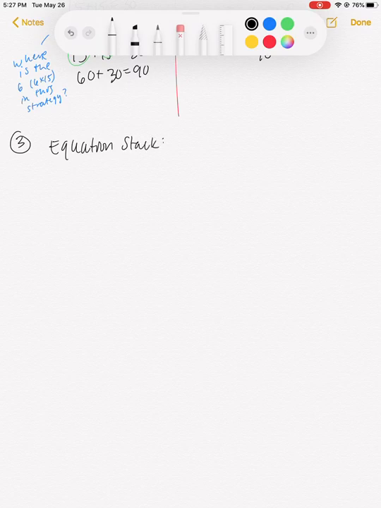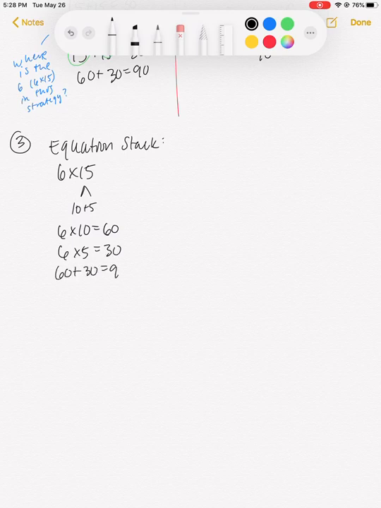Okay, we have to look at a lot of strategies so that we can get an idea of what students typically think about these problems. And you can see how much math you need to know and how good you need to be at it, this arithmetic. Now, the equation stack for this one is 6 times 15 for the problem. The 15 was split into 10 plus 5. Then 6 times 10 was done to equal 60. And 6 times 5 was done to equal 30. 60 plus 30 is equal to 90.